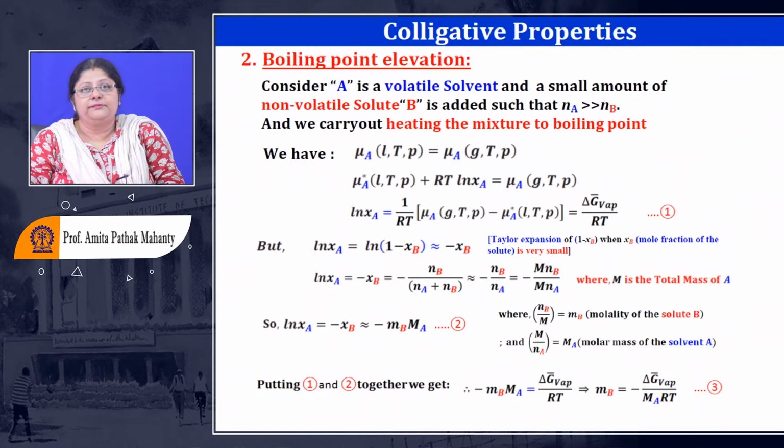The chemical potential in the liquid state should be equal to the chemical potential of the species in the gaseous state. If this equality is reached, then we say the system is in equilibrium. Now, this is the starting equation which we have. We are putting this equation because we are vaporizing the liquid, whatever mixture we are taking, we are boiling that, and we are monitoring the boiling point.